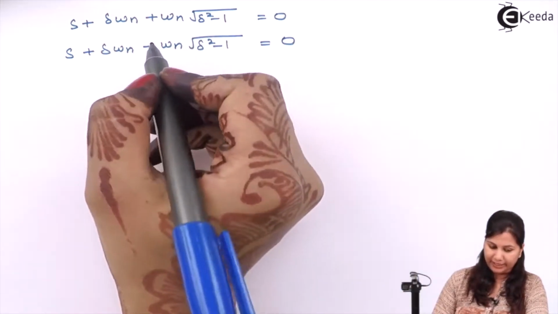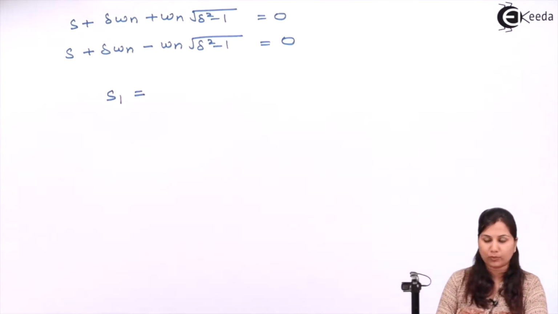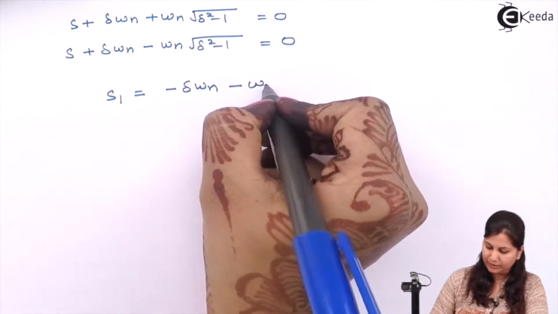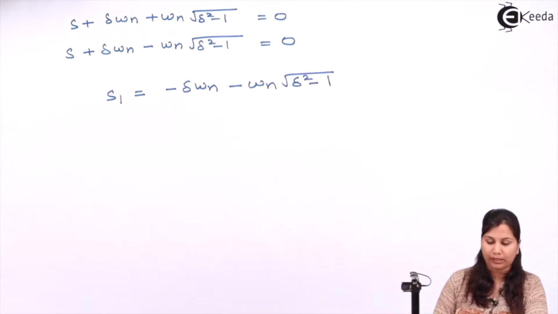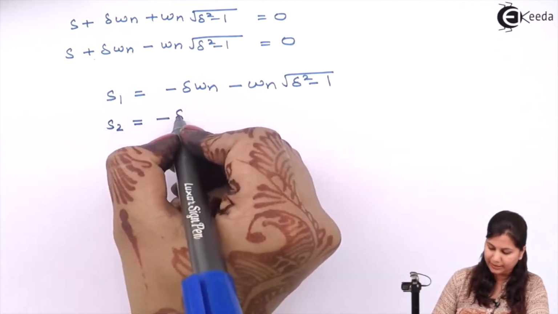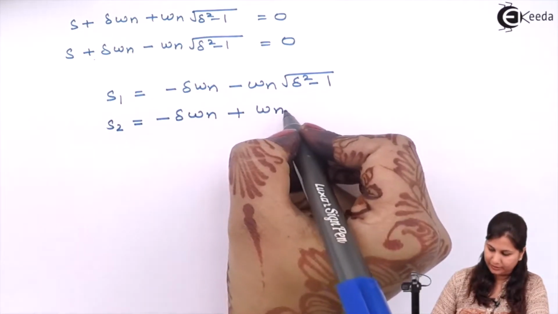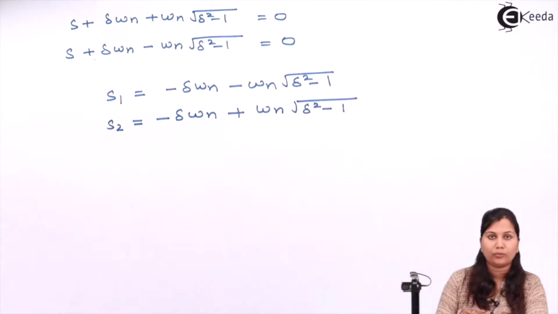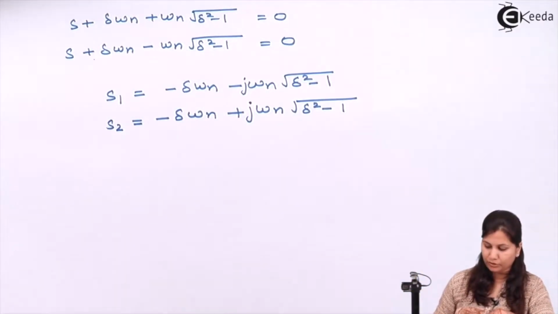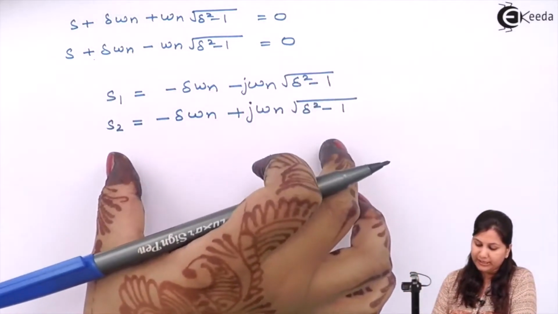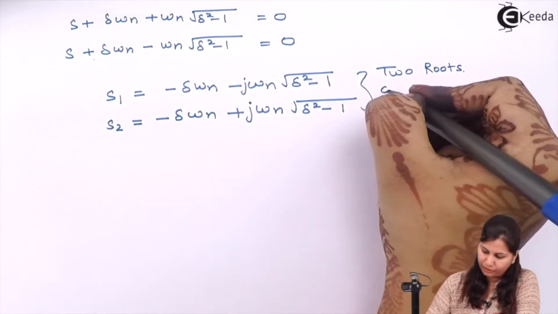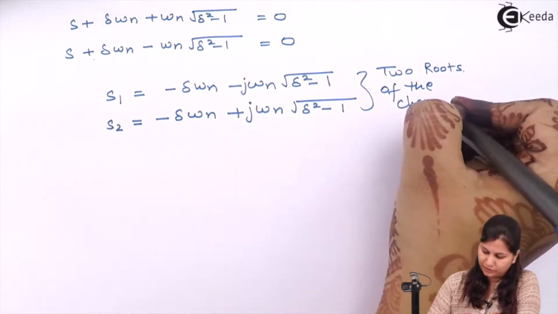Now, from here we will get the value of s, suppose it is s1, it will be minus delta omega n minus omega n under root of delta square minus 1. And if we shift it to the right hand side, we will get the second root s2 as minus delta omega n plus omega n under root of delta square minus 1. This will have a j here, that is, it is the imaginary part. So these are the two roots of the characteristic equation.